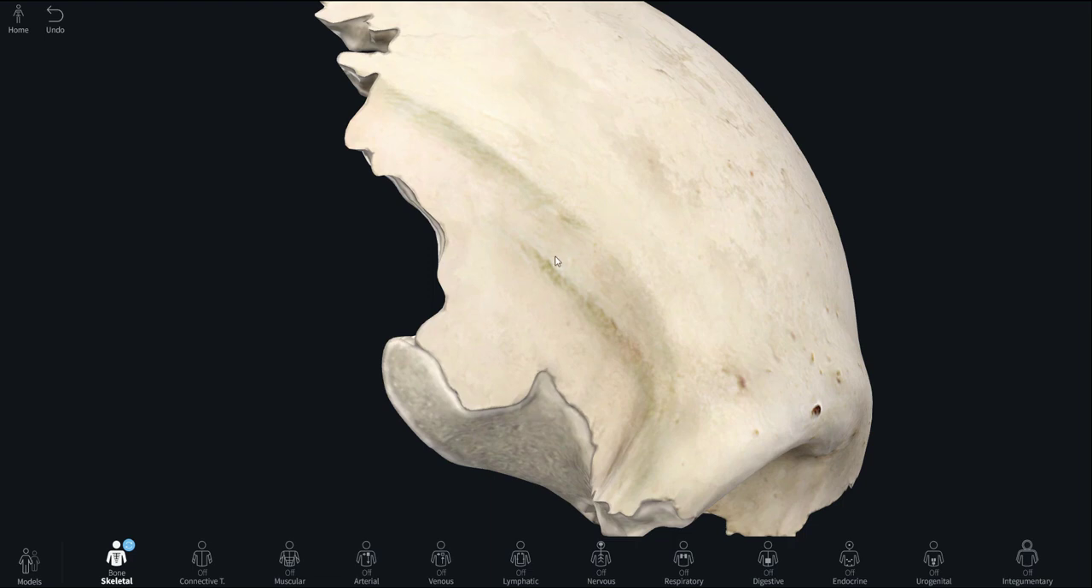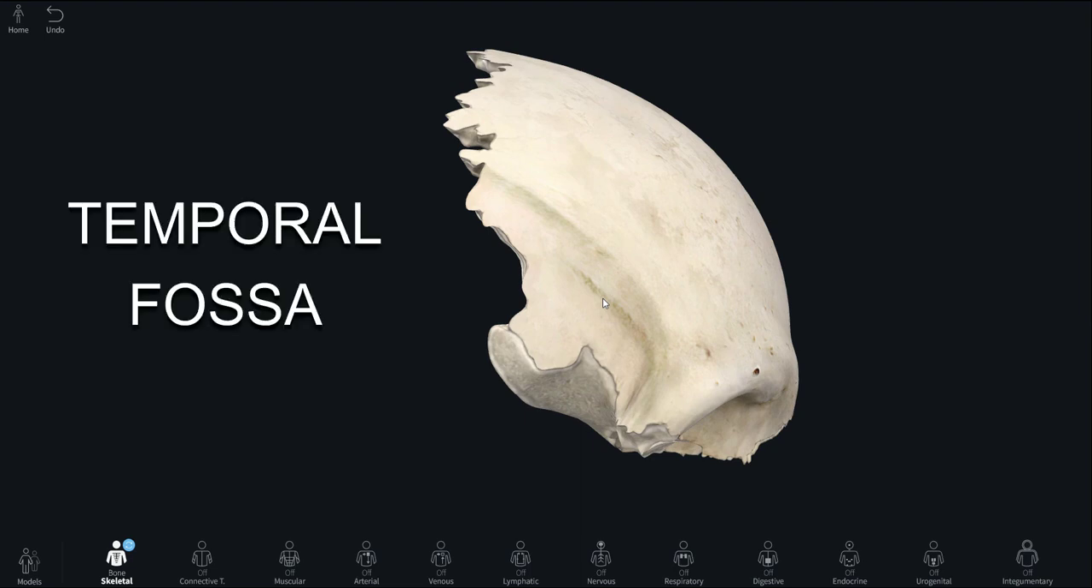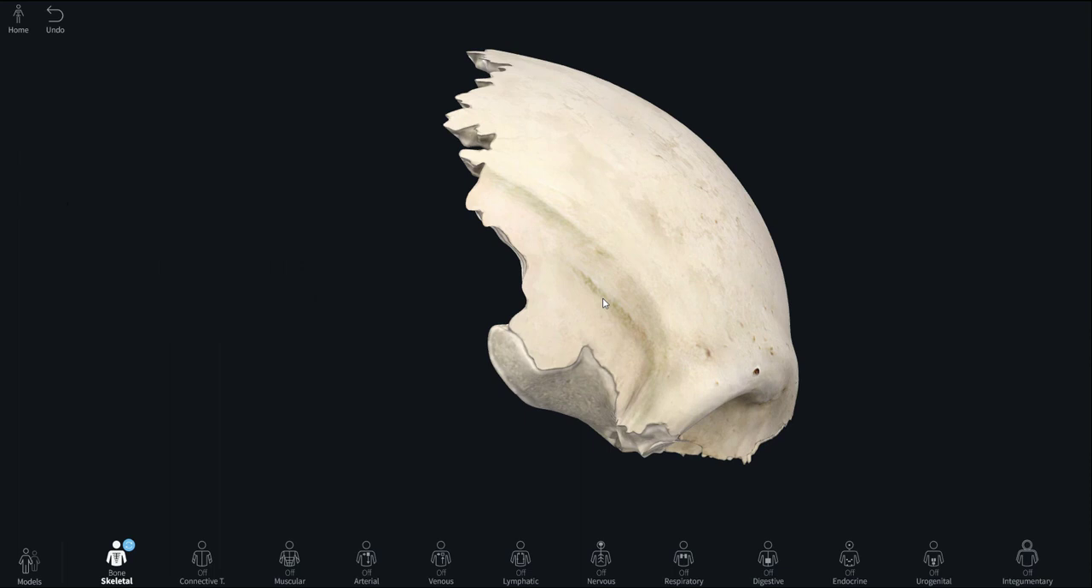Also, there is another thing: the inferior temporal line is also acting as a boundary, an upper demarcation, to what we call the temporal fossa, not temporal fascia. I'm talking about the temporal fossa. So the upper demarcation is by the inferior temporal line.